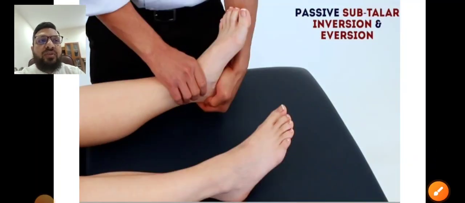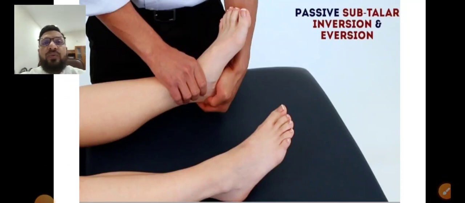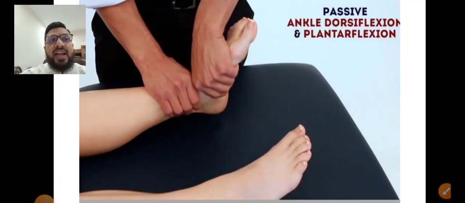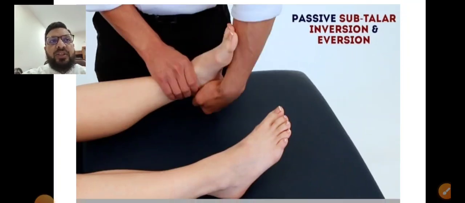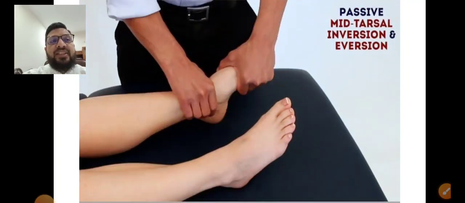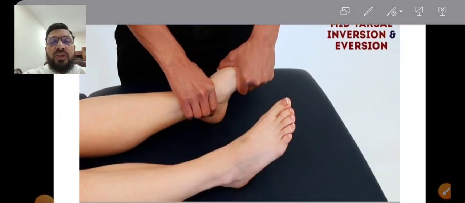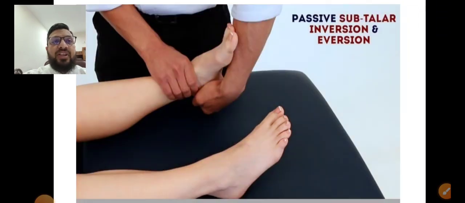Similarly, you can see that you have to perform this movement on 2 separate joints. Number 1 is ankle dorsiflexion and plantar flexion, and the second one you see here is subtalar inversion and eversion, and then mid-tarsal inversion and eversion. So you have to perform all these movements on the foot for foot drop examination.